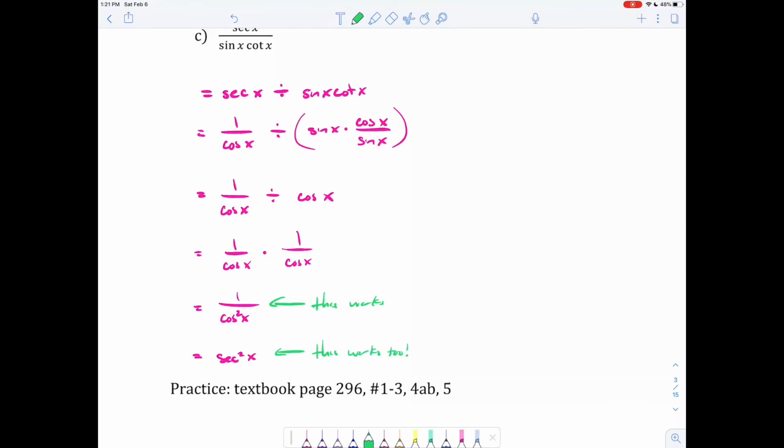Whew, what a doozy. I strongly recommend practicing this. We're really going to want to get a feel for what identities we can use in any given situation, what options there are, and which ones we should go with. Getting that sense is extremely necessary for moving ahead. So do make sure you do the practice work that's listed there.